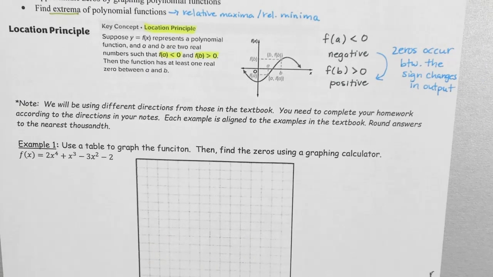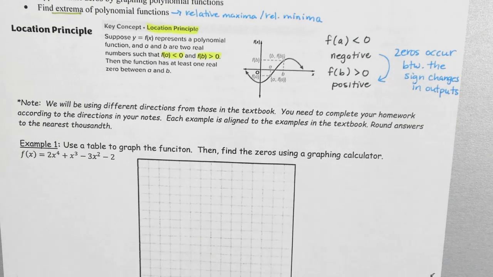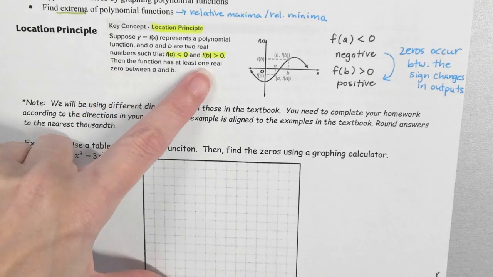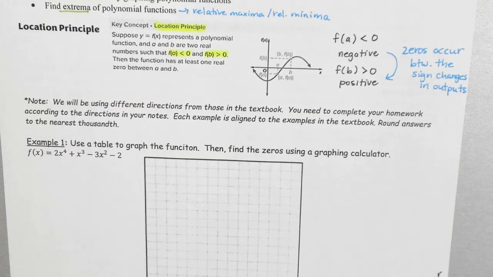Okay, so the zeros occur between the sign changes in your outputs. Put my S in there. The zeros occur between the sign changes in the outputs. Okay, and then this also says the function has at least one real zero between A and B. So that's exactly what this is telling you.